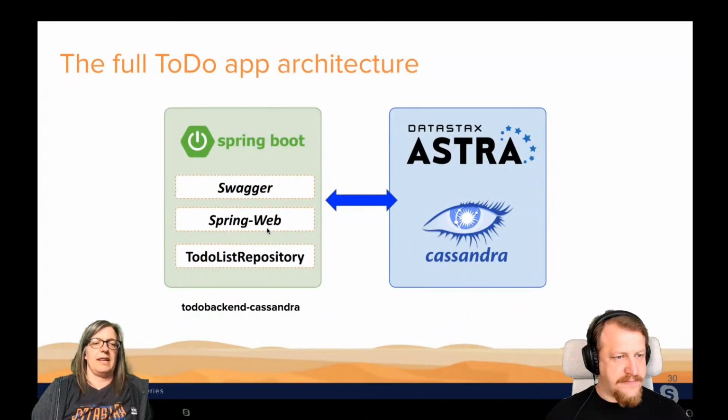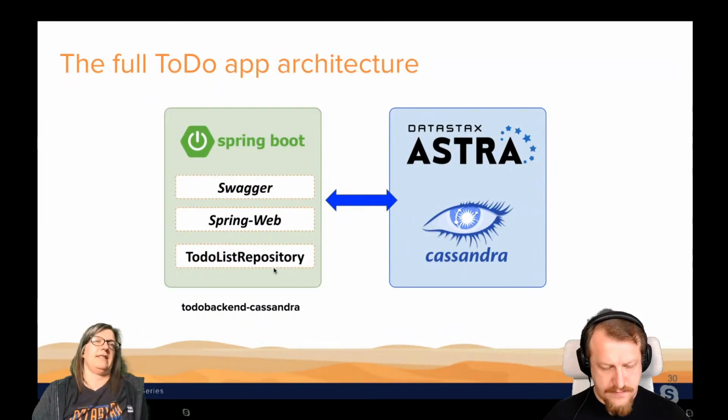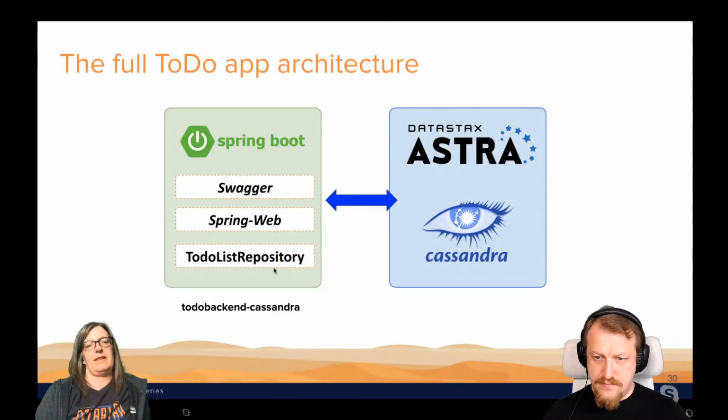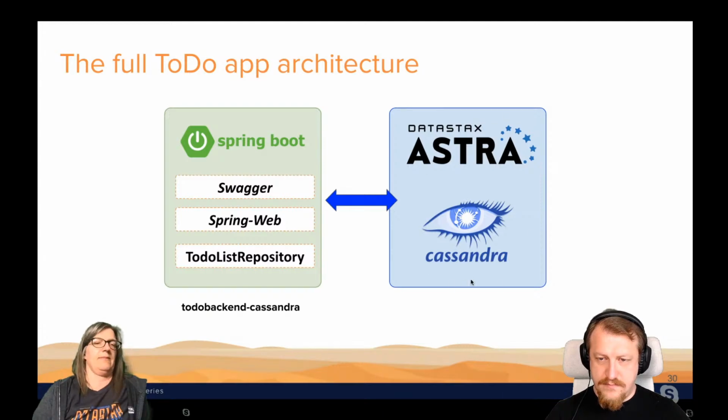And we use a to-do list repository, which is this kind of contract with the API and that implements the Cassandra specifics. And then we're connecting directly to Astra, which hosts the Cassandra service for us. Okay.